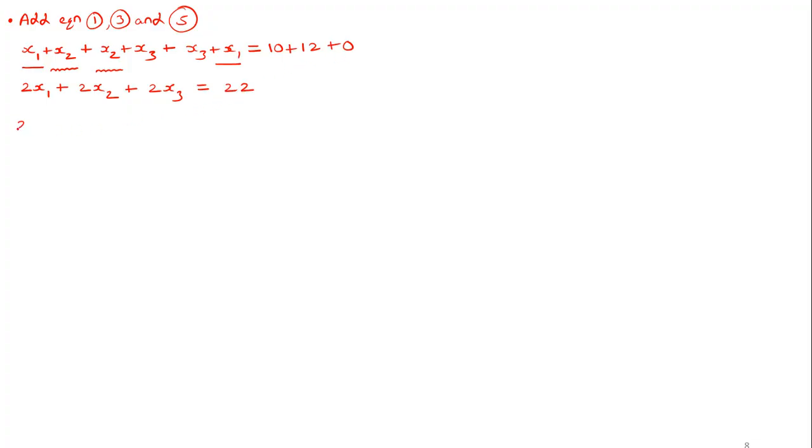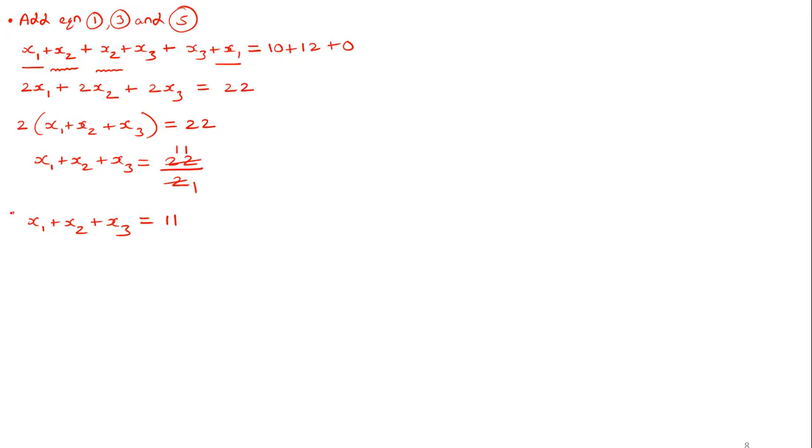Now we will take 2 common outside, and what will remain is x1 plus x2 plus x3 is equal to 22. Now 2 will go that side and it will get divided, so x1 plus x2 plus x3 is equal to 22 divided by 2. 2 ones are 1 and 1. So x1 plus x2 plus x3 is equal to 11, and let me take this as equation 7.